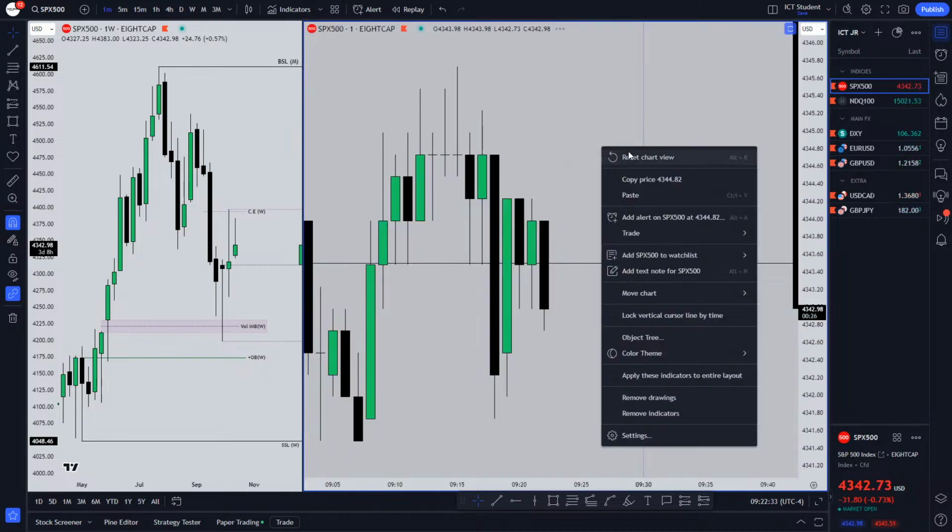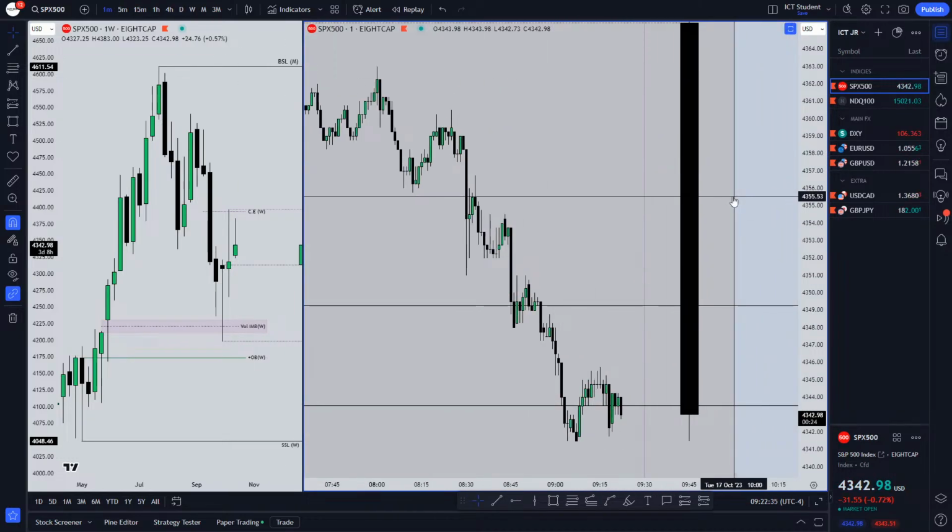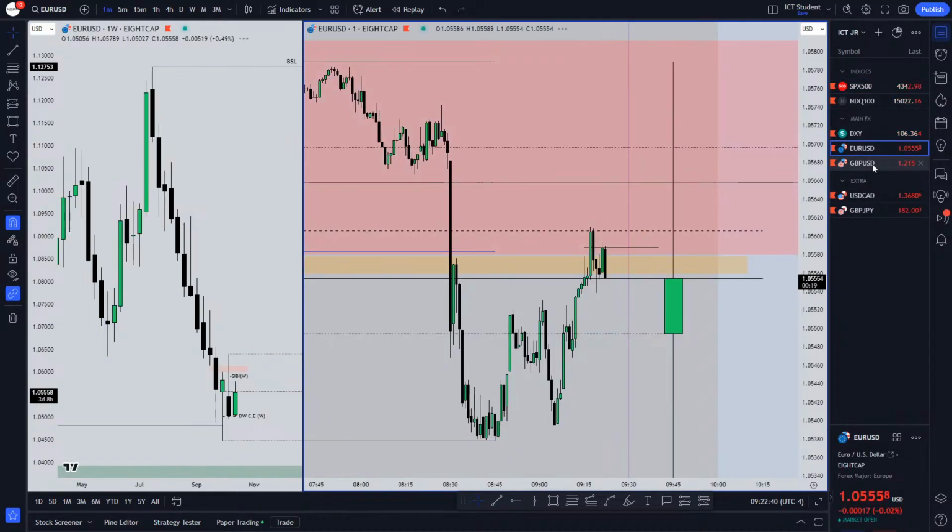I would want to see a closure below before 10 o'clock. As soon as 10 o'clock opens, I'm going to be coming back to this chart and seeing if we can close. As of right now, we're going to be watching Euro. And yeah, we're just watching it, seeing it paint the candles.